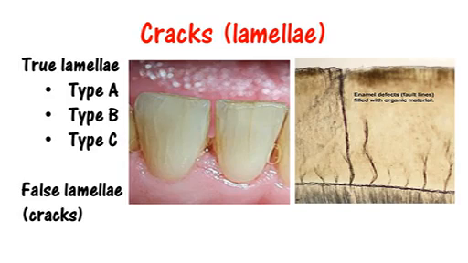To differentiate, a careful acid treatment is going to make the false lamellae disappear, whereas the true lamellae, which are going to have the organic content, are going to persist.